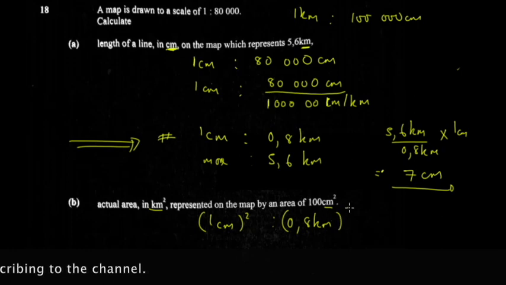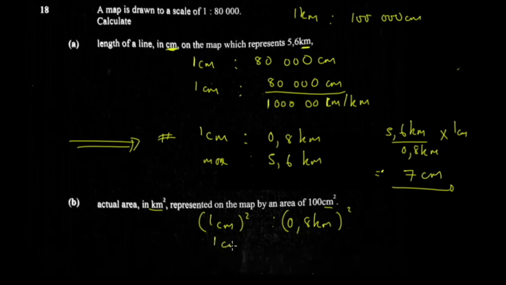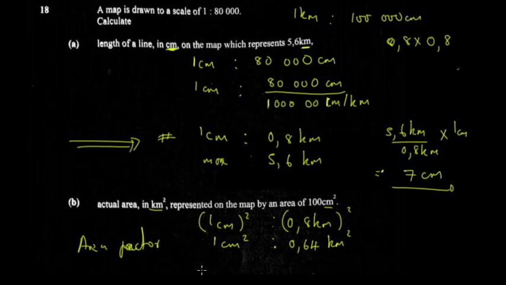And notice that when I'm squaring everything there, I'm not squaring just the units, I'm squaring also the number. So here you get what? 1 square centimeter is to what? 0.64, right? Square kilometers, like this. This one is your area factor. If it were volume, you would have cubed here. And here, 0.8 squared simply means 0.8 times 0.8. So you can even multiply this one separately. You get the same answer here.